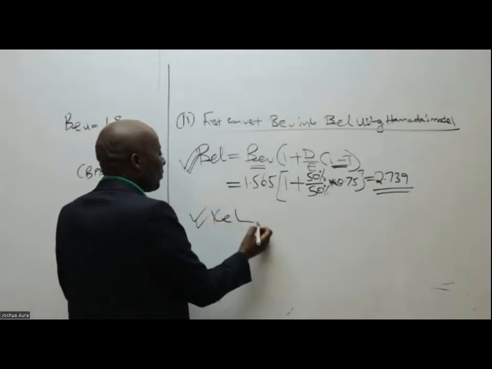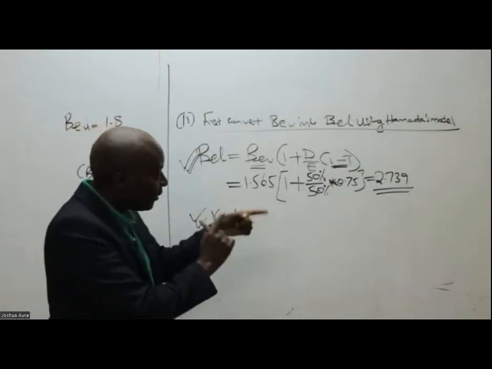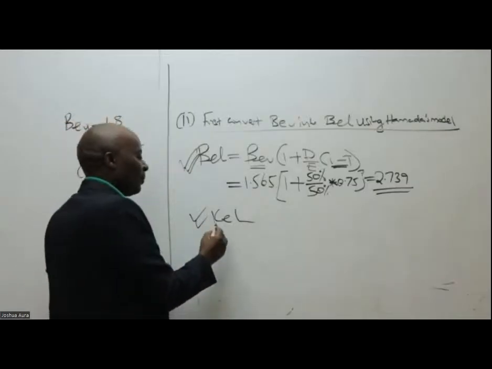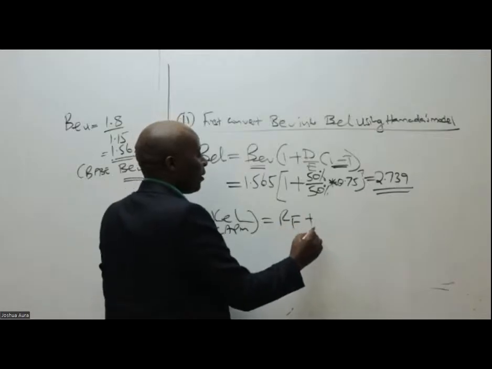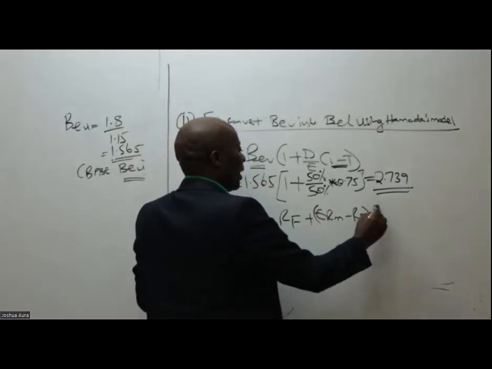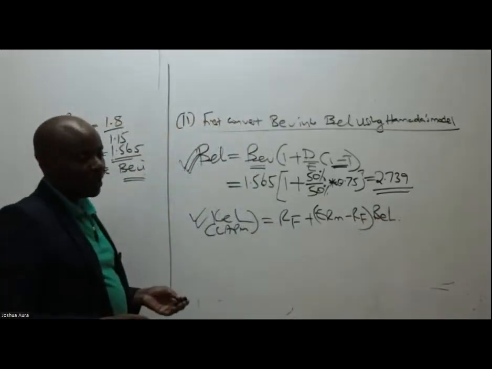Cost of equity this time around will be cost of equity of a levered firm, because now the firm has debt, 50%. The firm has debt, so it's cost of equity using CAPM. So using CAPM, this will be equal to risk-free plus ERM minus risk-free multiplied by beta equity of a levered organization. This now is levered.